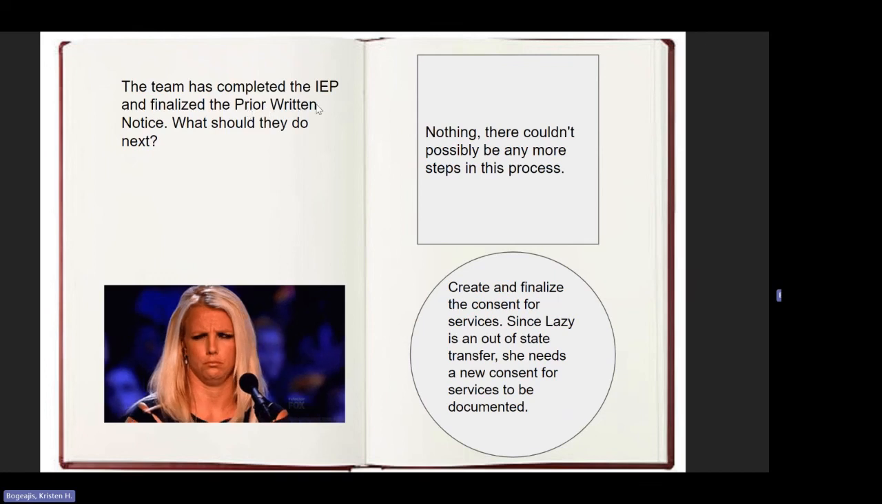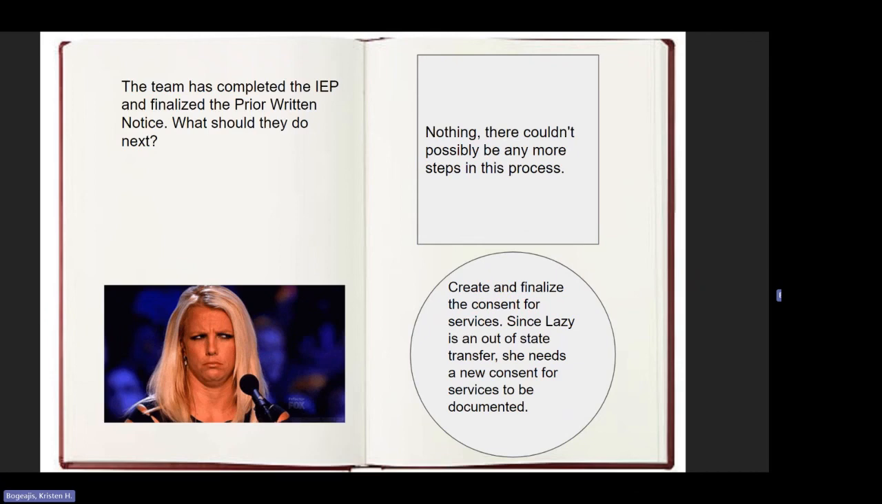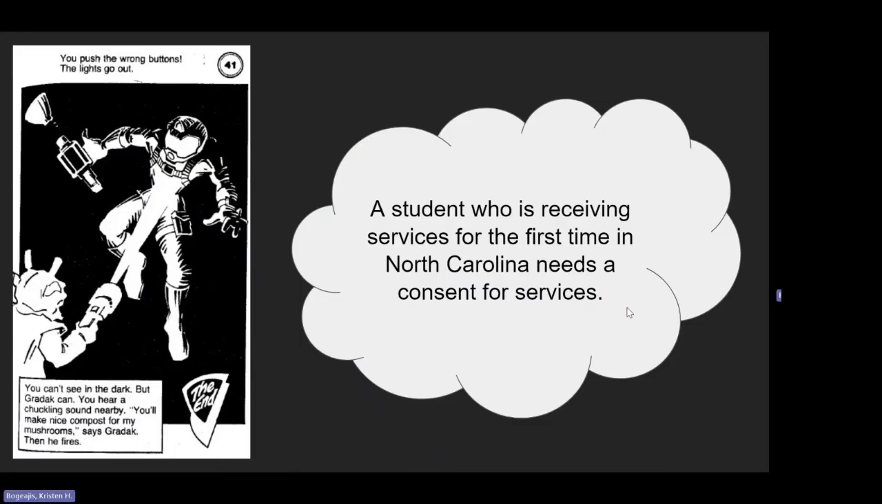The team has completed the IEP and finalized the prior written notice. What should they do next? Nothing. There couldn't possibly be any more steps in this process. Or create and finalize the consent for services. Since Lacey is an out of state transfer, she needs a new consent for services to be documented. A student who is receiving services for the first time in North Carolina needs a new consent for services.